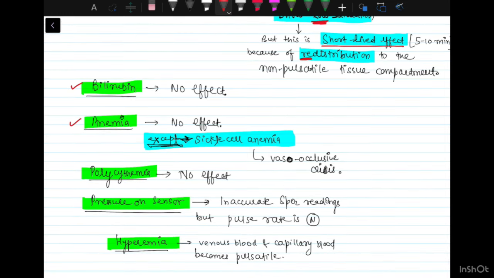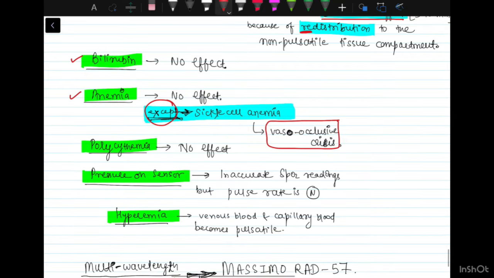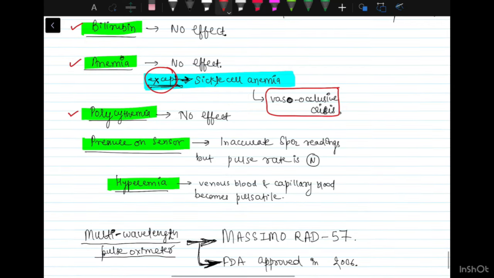Bilirubin, an increase in bilirubin, that is jaundice, has no effect. Anemia has no effect, except in sickle cell anemia when there is a vaso-occlusive crisis because of the decreased perfusion. Otherwise, even if HbS is present or the Hb itself is very low, it doesn't have an impact on the values. Polycythemia has no effect.